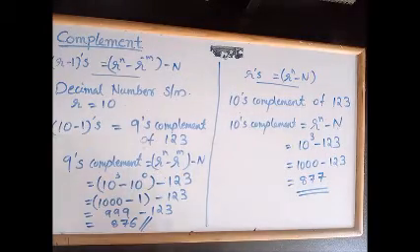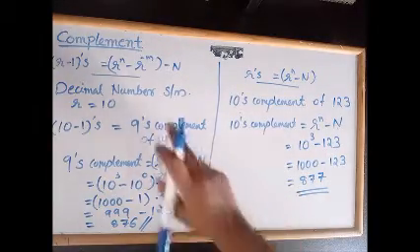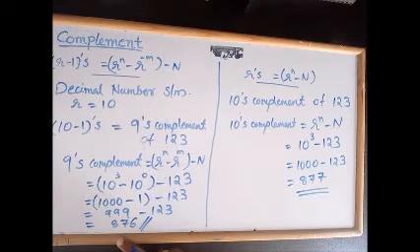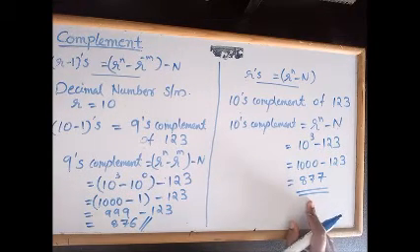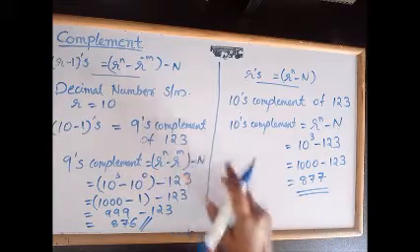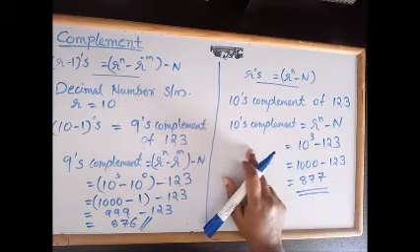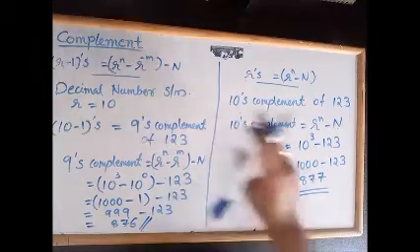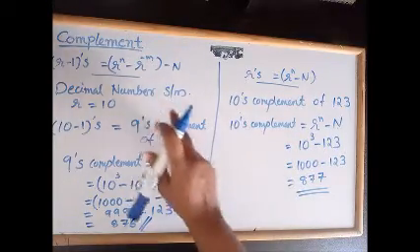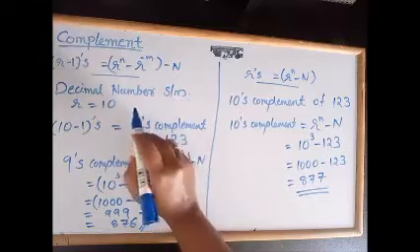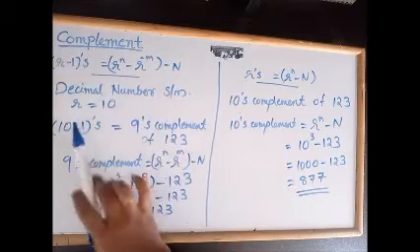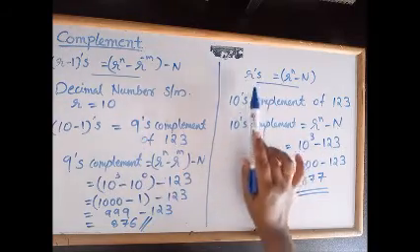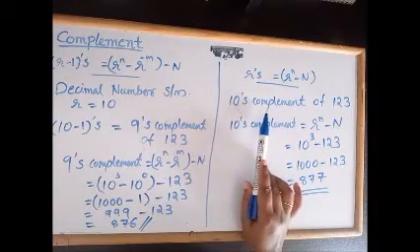Right. So can you identify some similarity between r's complement and r minus 1's complement? This answer is 876, this is 877. That means 9's complement plus 1 is equal to 10's complement. So this is how we perform the complement in decimal number system. In decimal number system, r minus 1's complement is known as 9's complement and r's complement is known as 10's complement.